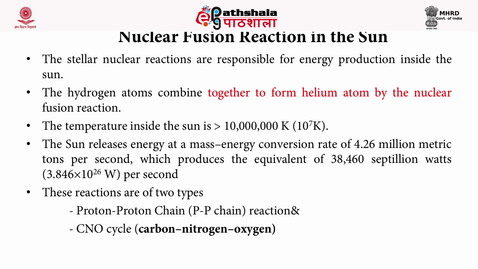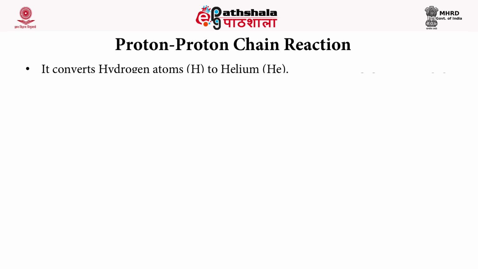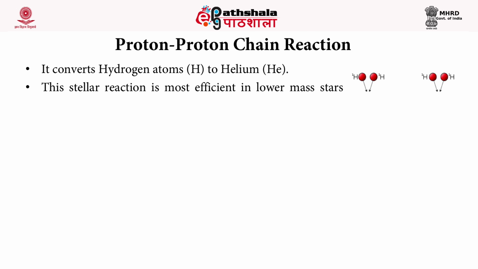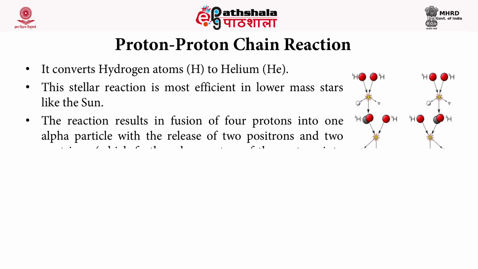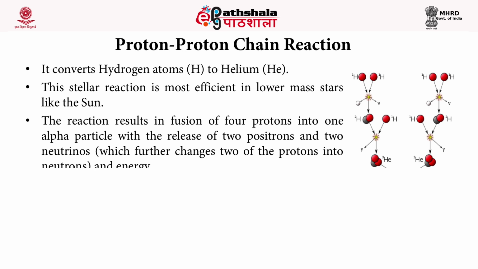There are two types of reactions of this nuclear fusion. They are the proton-proton chain reaction and the CNO, that is carbon nitrogen oxygen, cycle reaction. By this fusion reaction, the sun is able to emit 4 into 10 to the power 26 watts of power. Let's see the proton-proton chain reaction. It converts hydrogen atoms to helium atoms.